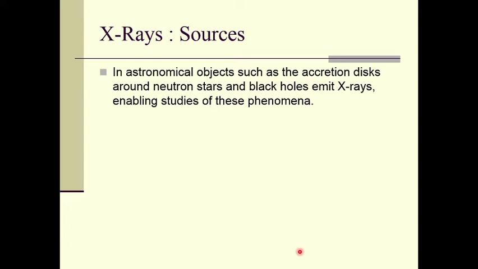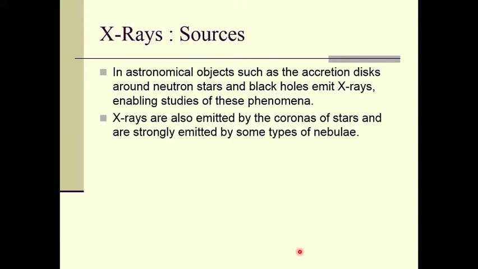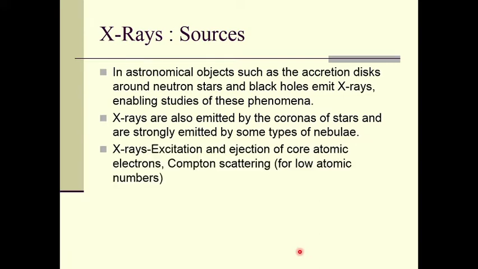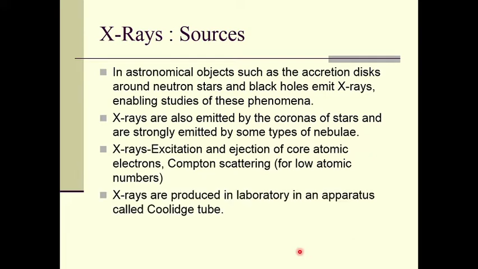Astronomical objects such as the accretion disk around neutron stars and black holes emit X-rays, enabling studies of this phenomenon. X-rays are also emitted by the coronas of stars and are strongly emitted by some types of nebulae. X-ray excitation and ejection of core atomic electrons, and quantum scattering for low atomic numbers, are the effects when X-rays are incident on metals. X-rays are produced in the laboratory in an apparatus called the Coolidge tube.